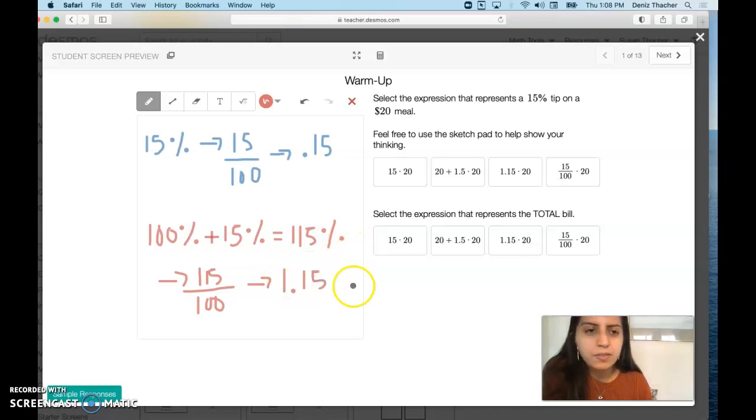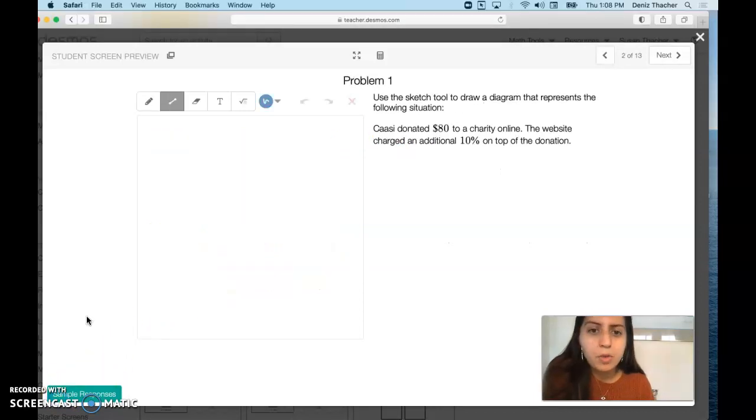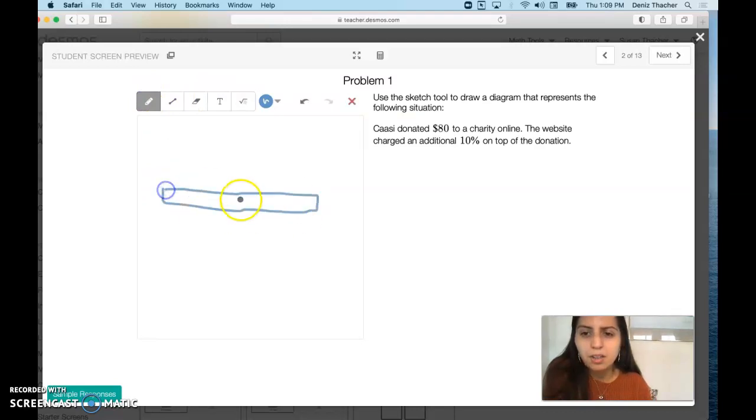Based on this information, which of these expressions represents the total bill if I'm looking for 115% of 20? Problem 1. We're going to use the sketch tool to draw a diagram that represents the following situation. Cassie donated $80 to charity. Let's start by drawing a rectangle that represents $80.